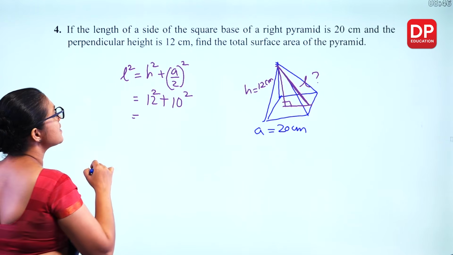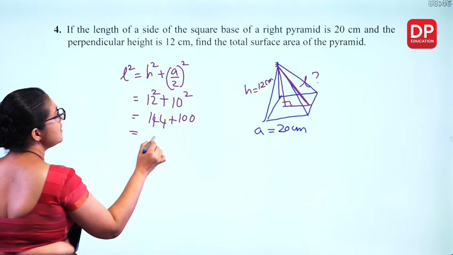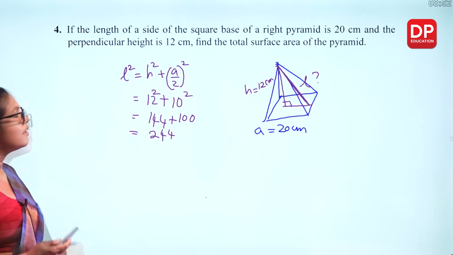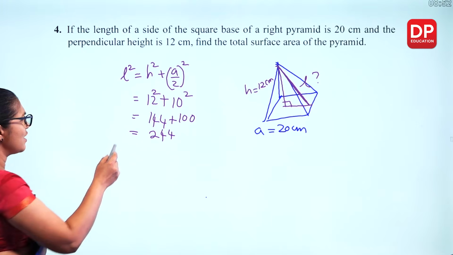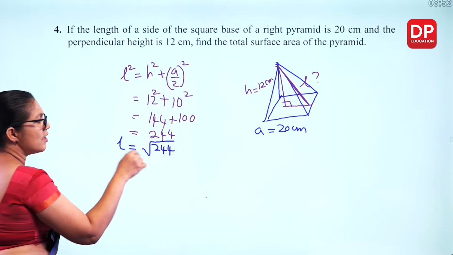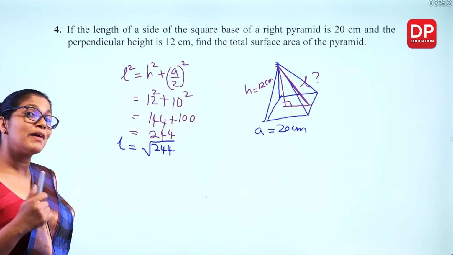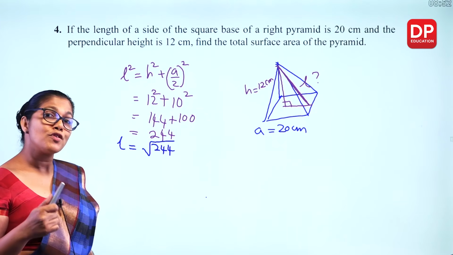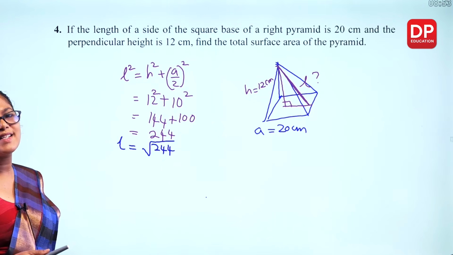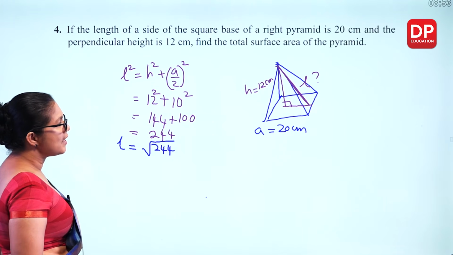So when you simplify this, 12 squared is 144, 10 squared is 100. So when you add these two together, you get 244. Now we need to find out L. So here, L becomes square root of 244. We know that 244 is not a perfect square. So what's the method we have to use to find out the square root? We have to use the division method and see what's the value for square root of 244. So we'll do that here.